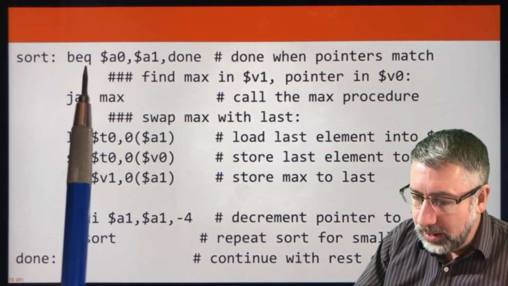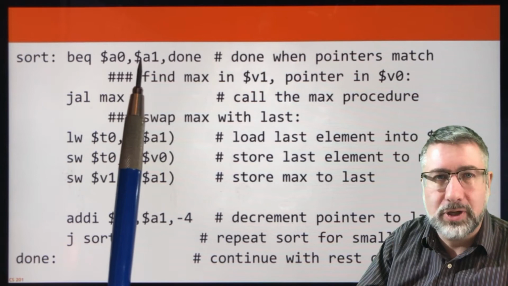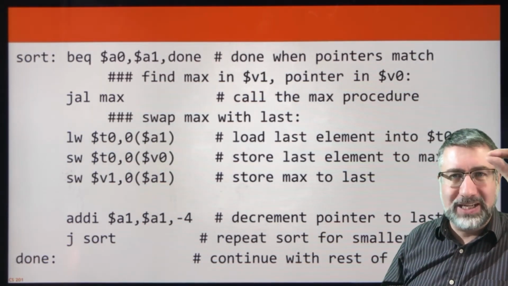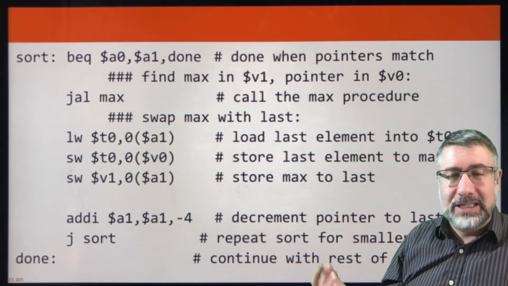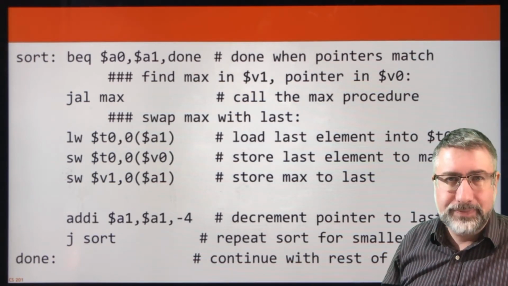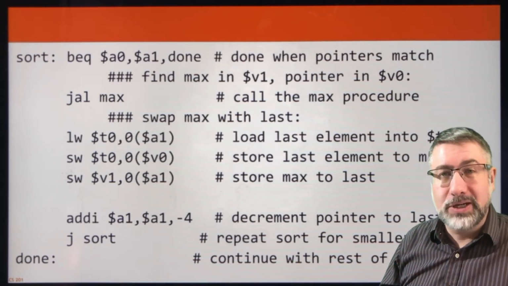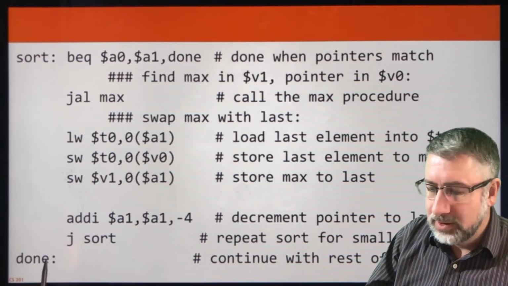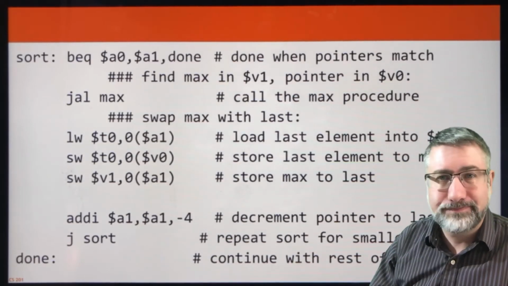Okay? So this is what the sort subroutine or the sort program looks like. First of all, I'm going to check and see if the pointers are the same. That's going to be my exit condition. Because if I start with the pointers being the same, that means that my list has 0 elements in it and I'm done. Okay? If my pointers are the same, then I'm done, right? And then I can exit my program.